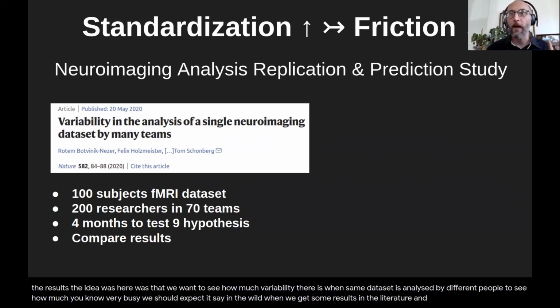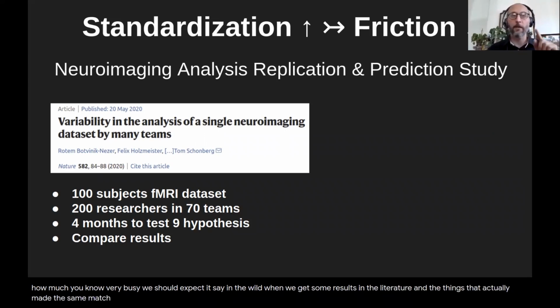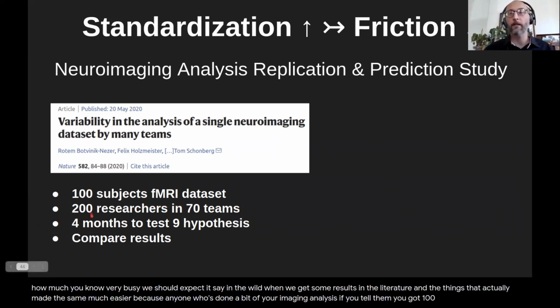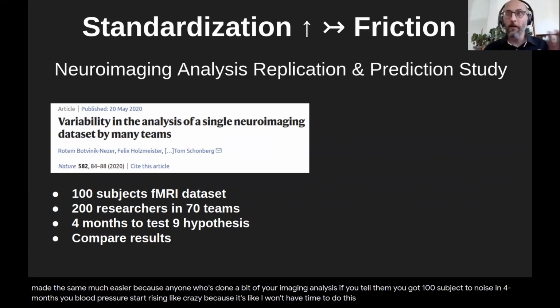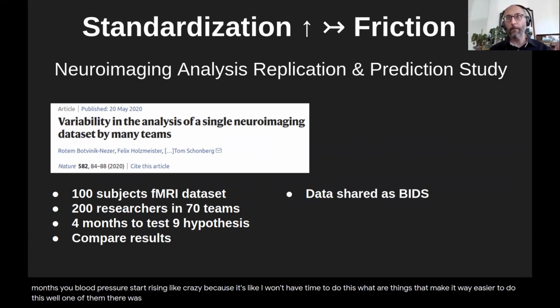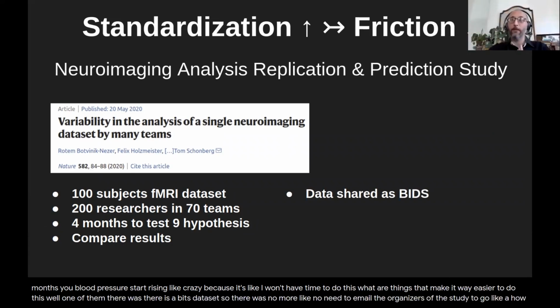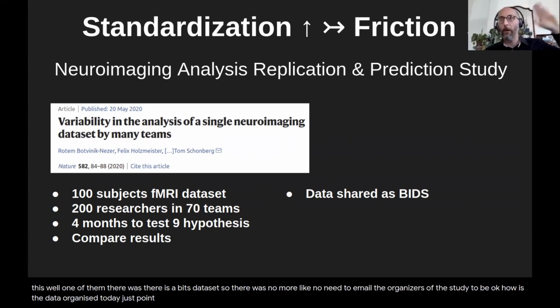And two of the things actually made this much easier, because anyone who's done a bit of neuroimaging analysis, if you tell them you've got 100 subjects to analyze in 4 months, their blood pressure starts rising like crazy, because you think, I won't have the time to do this. Well, there are things that make it way easier. One of them is that the data was shared as a BIDS data set. So there was no need to email the organizers of the study to ask how the data is organized. They just point to one website where everything is described and you know where everything is.